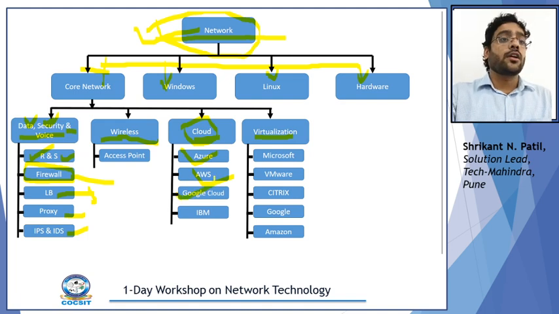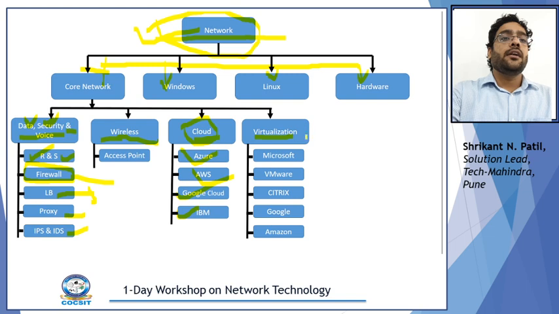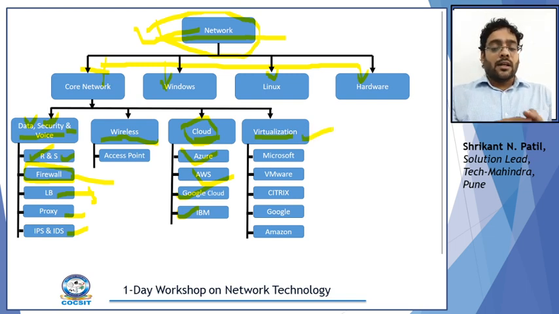Third one is the Google Cloud and IBM Cloud. Those are some of the cloud vendors. So each and every one: Azure, AWS, Google Cloud. I'm just taking the top ones. There are multiple vendors as well, and they do provide their own certifications. And then virtualization, which means there are some servers, right?